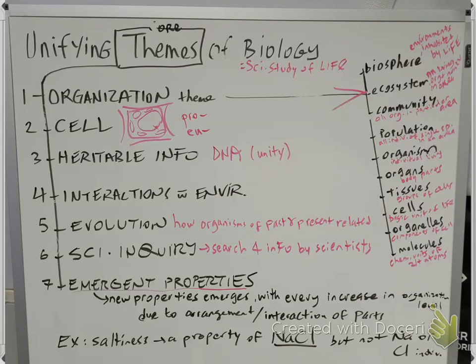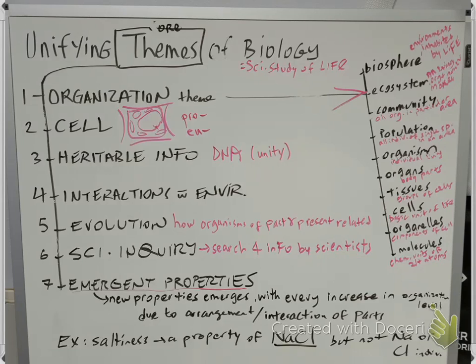So there are 7 core themes. We'll start with the organization theme, which is made of biosphere, ecosystem, community, population, organism, organs, tissues, cells, organelles, and molecules, which is the smallest unit in this organization, and which is made of 2 or more atoms together. The cell is the second theme, which could be prokaryotic or eukaryotic.